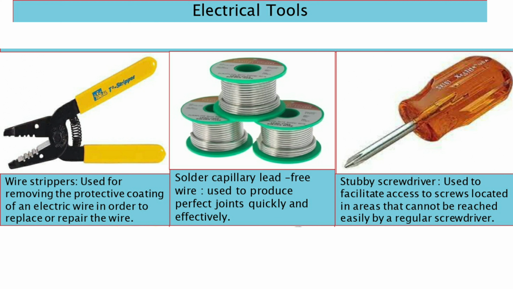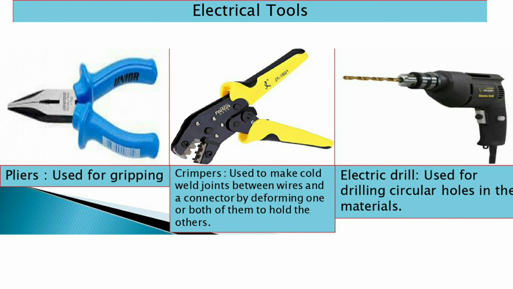Solder, capillary lead-free wire, used to produce perfect joints quickly and effectively. Stubby screwdriver, used to facilitate access to screws located in areas that cannot be reached easily by a regular screwdriver. Pliers, used for gripping. Crimpers, used to make cold weld joints between wires and a connector by deforming one or both of them to hold the other. Electric drill, used for drilling circular holes in materials.